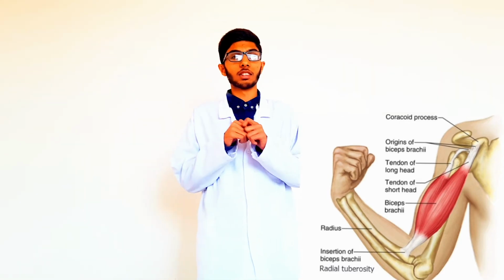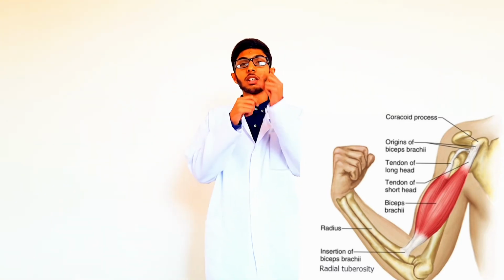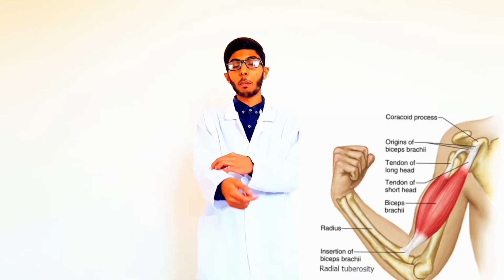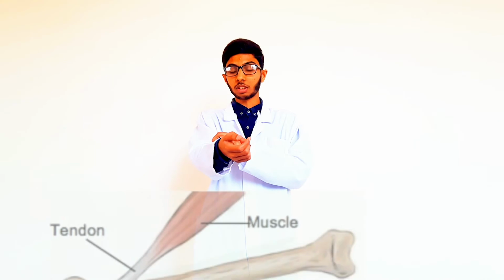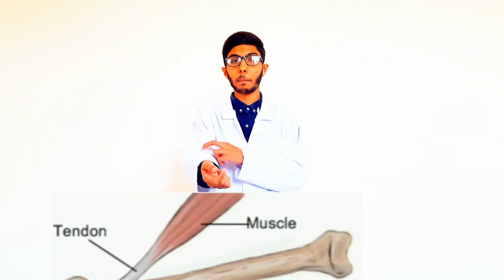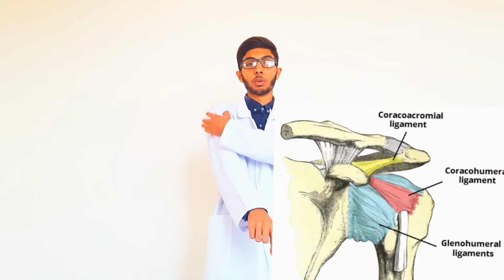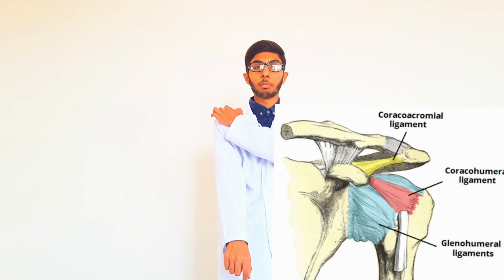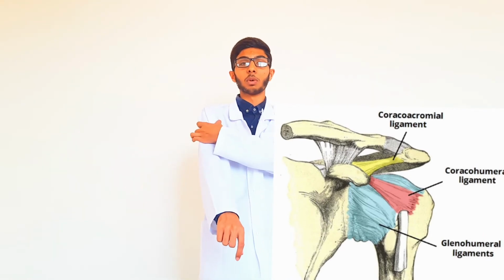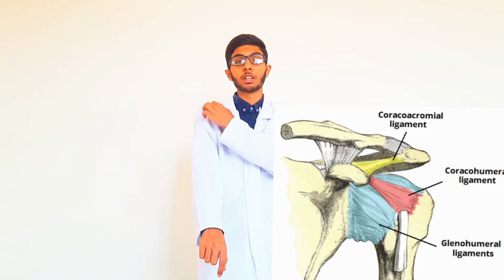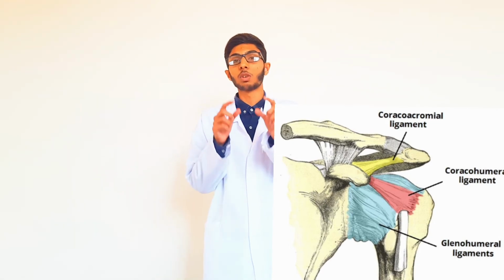Now, what's a tendon? A tendon is what connects a muscle to a bone. Your muscles are connected to your bones by a tendon. What is a ligament? A ligament is what connects a bone to another bone. For example, your shoulder bone, which is called the scapula, is connected to your arm bone, which is called the humerus, by some ligaments.